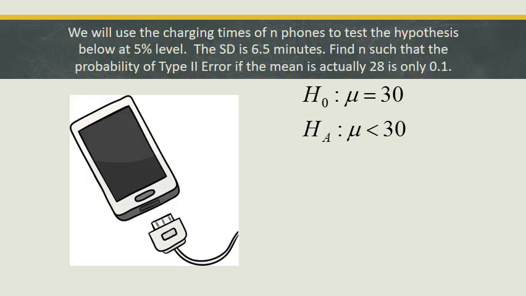Okay, this last question is another hypothesis that we've seen before, mean phone charging time. And here is the what if statement that tells me this is a type 2 error question. But this one is different. This time you're given the probability of type 2 error and you have to solve for the sample size.